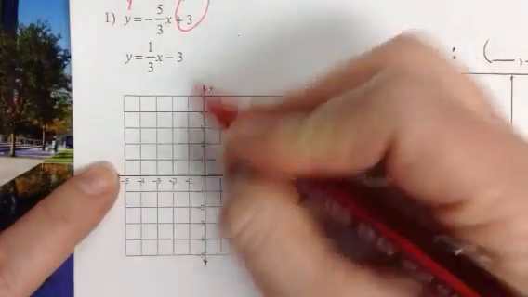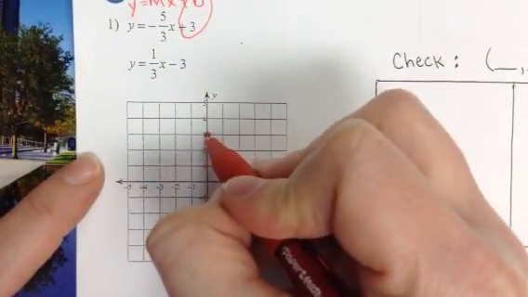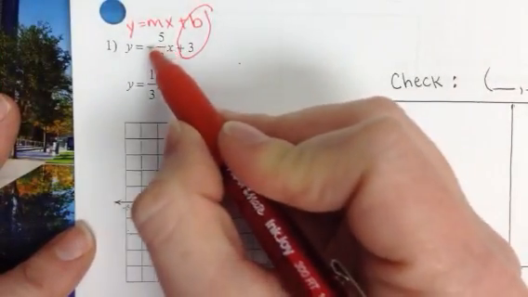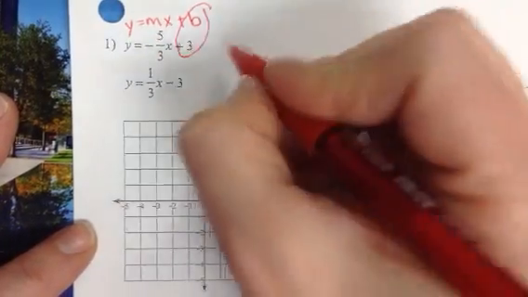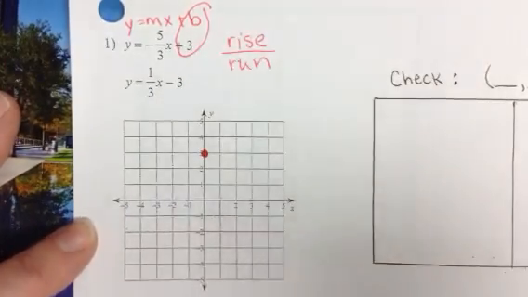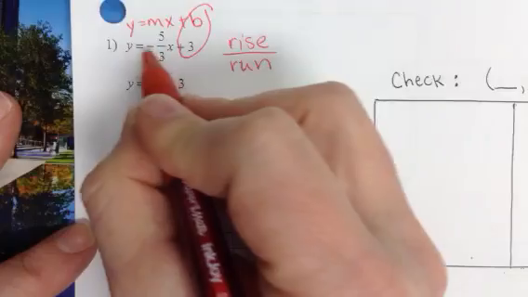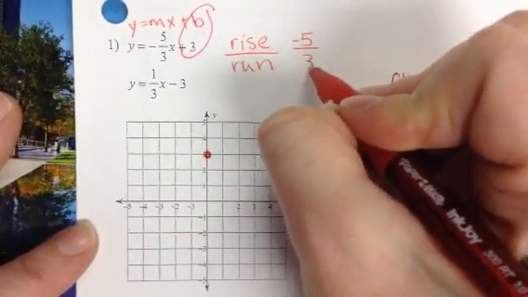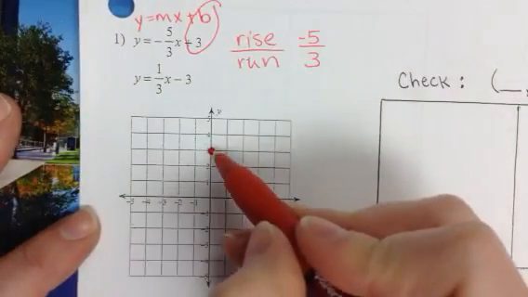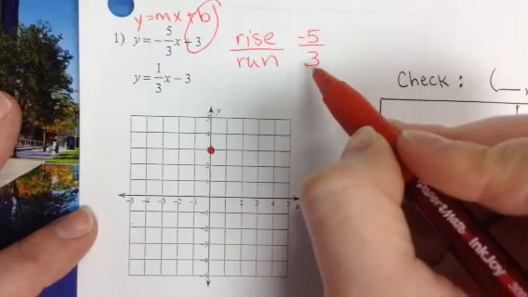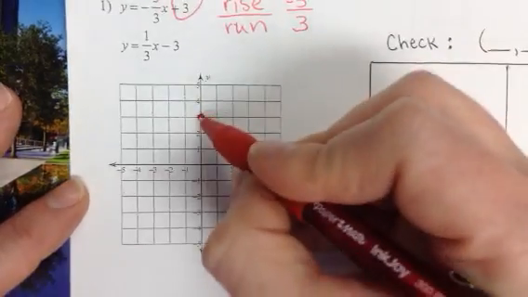So I'm going to start on the y-axis at the number 3. My slope number tells me how much to move. So slope is a ratio of rise over run. If you ever have a negative, just put it with the top number. So it's telling me from my 3 that I need to go down 5 and then right 3.